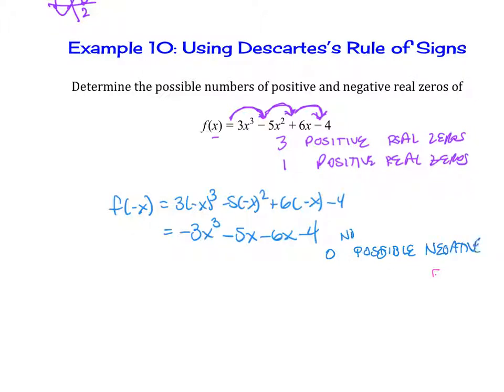What's nice about that is if you know that, then you will never check, for example, negative 2 or negative 4 or negative 1, because it's not a possibility. In essence, this helps us with our rational root theorem by reducing the number of things we have to check. In the homework you'll have to list the possible zeros. So you say there are 3 possible positive real zeros, or 1 positive real zero, and for the negative there are 0 possible negative zeros.